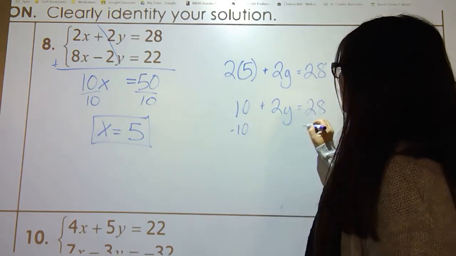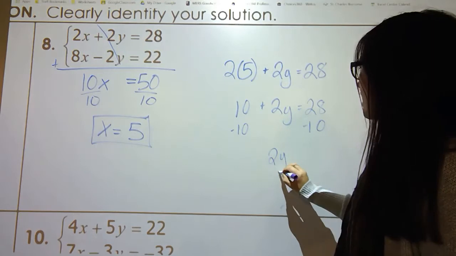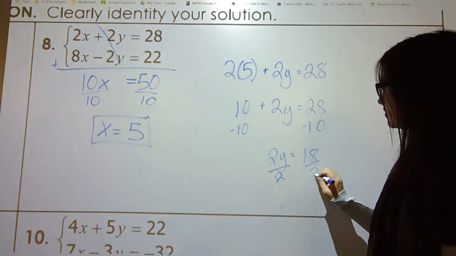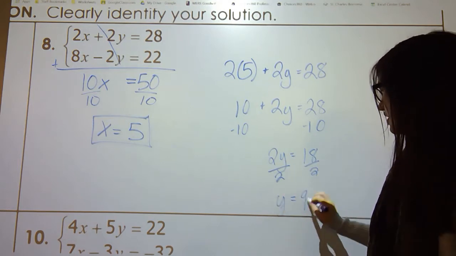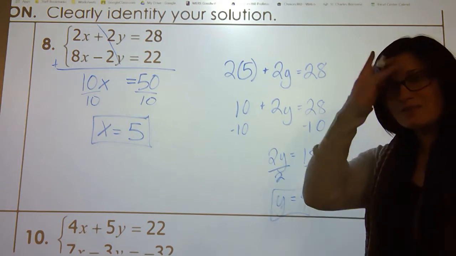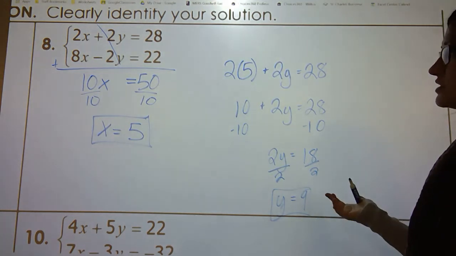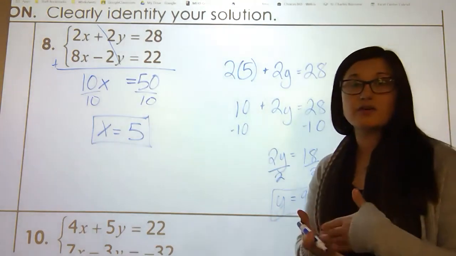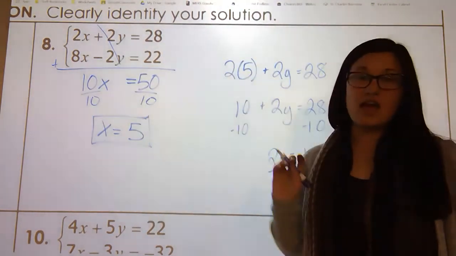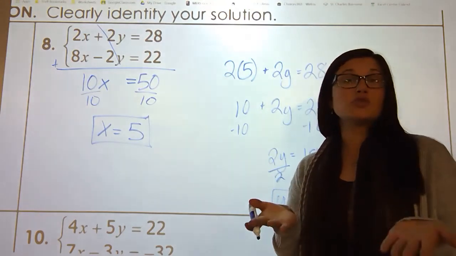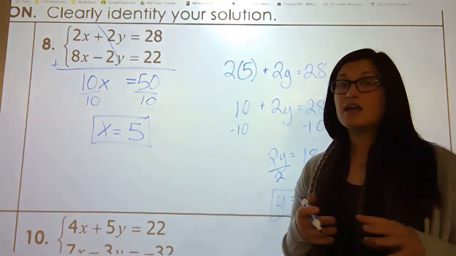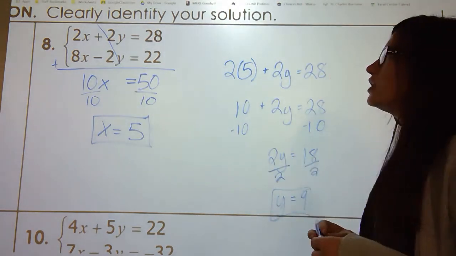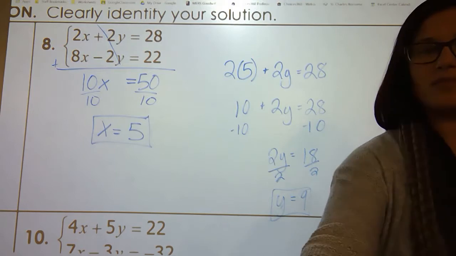Subtract the 10 from both sides. I get 2y equals 18. Divide by 2. I get y equals 9. Okay, so that's my solution. The point (5, 9) would be where these two lines would meet on the graph. If I plug 5 and 9 into both of those equations, the equations would be balanced. We say that this point satisfies the equation, or these coordinates satisfy the equation. So let's look at number 10.